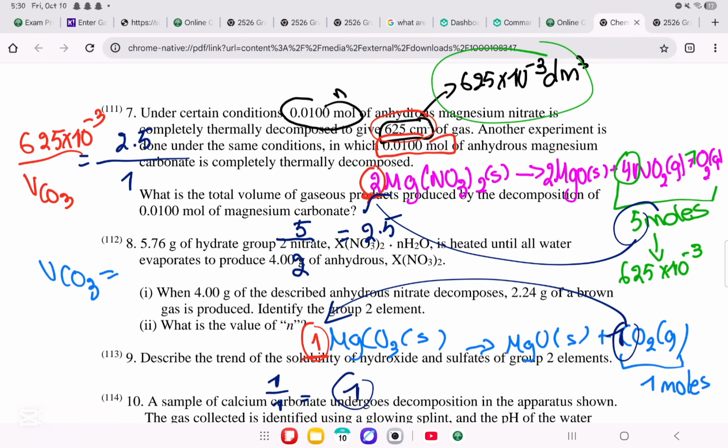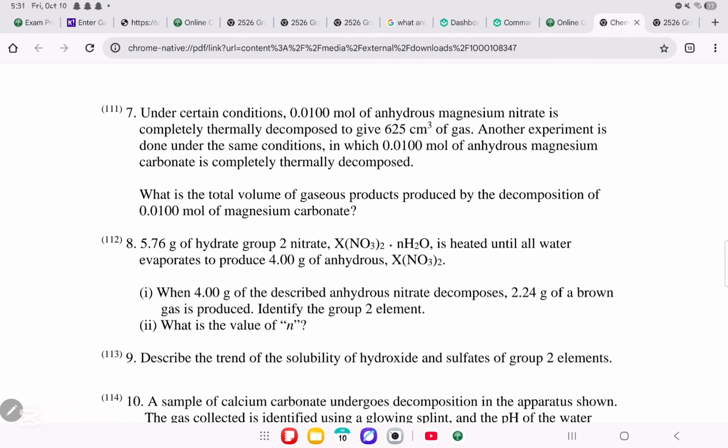It's equal to 0.250 decimeter cubed, which is 250 centimeter cubed. So this is the easiest way to do it. Let's move on to question number 8.